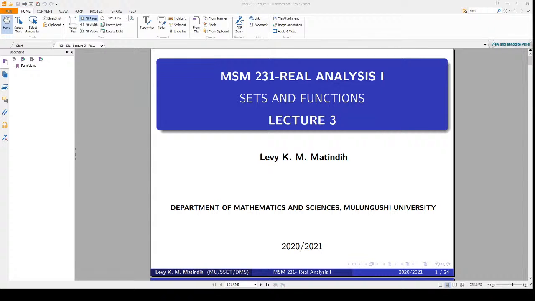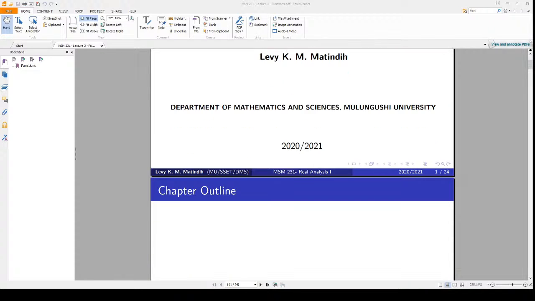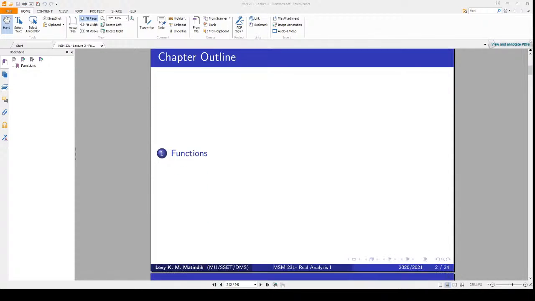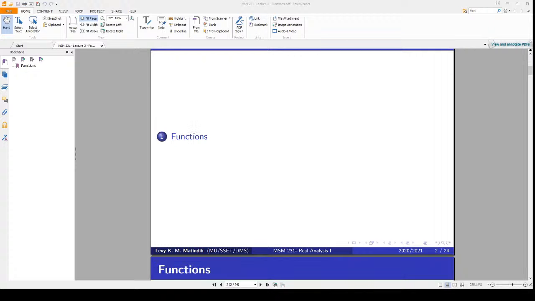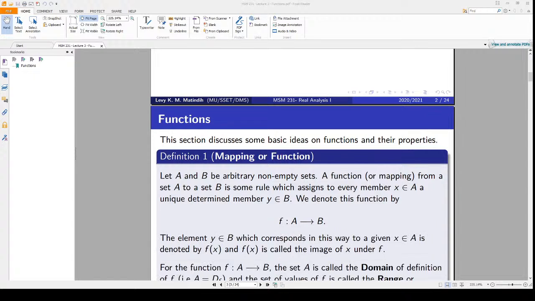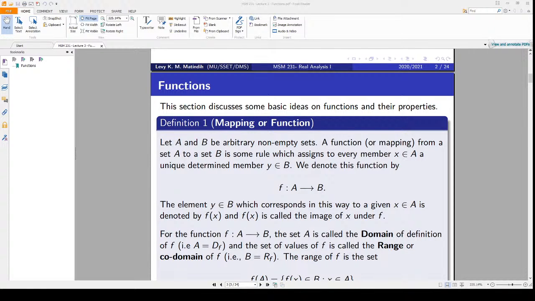Under this function, we are going to look at some basic definitions of functions and some of the properties involving functions. So we are going to look at some of the theorems that involve functions and also the basic definitions. Now, let's go to the definition of a function. In this part of the topic, we are going to discuss some basic ideas on functions and their properties. Now, the question is, what is a function?